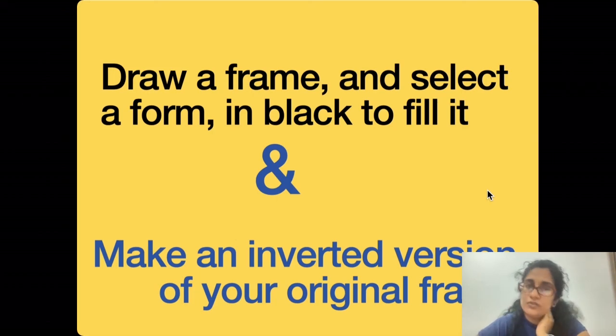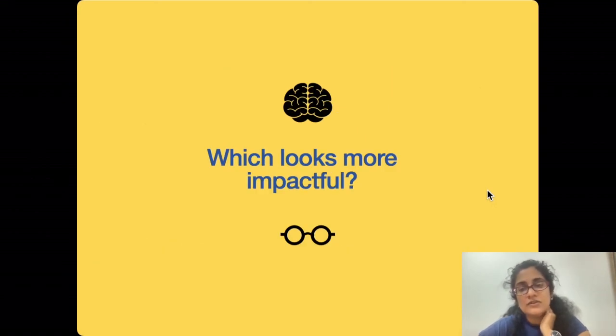Now, what you can do is draw a frame, select any form in black and fill it up. Try and make an inverted version of the same thing. Now, you can ask yourself which looks more impactful, the one in the white or the one in the black? This is the beginning for you to understand how negative space can be used.